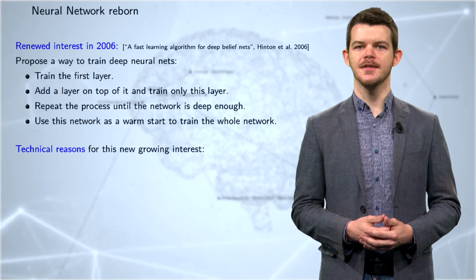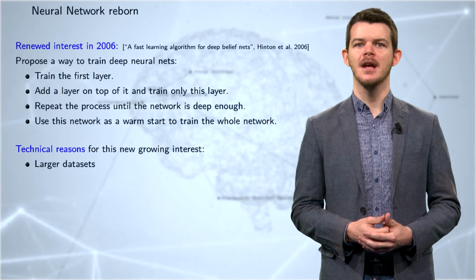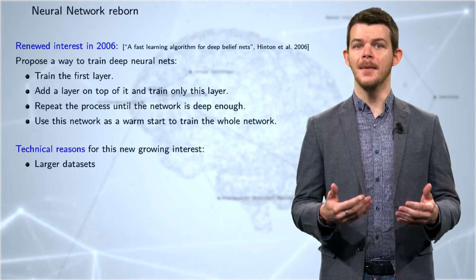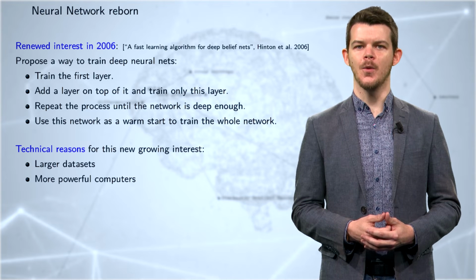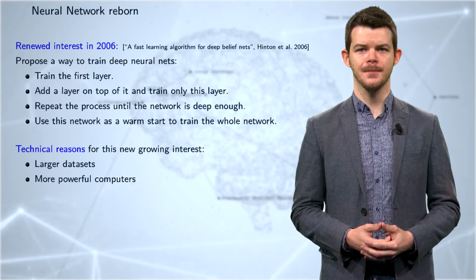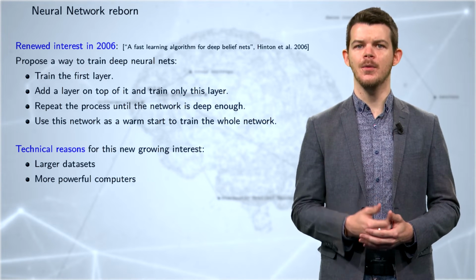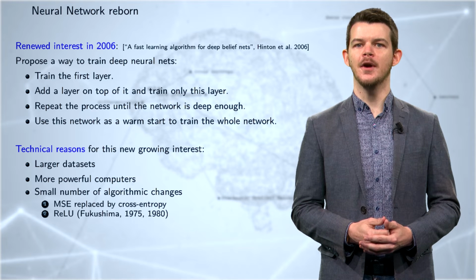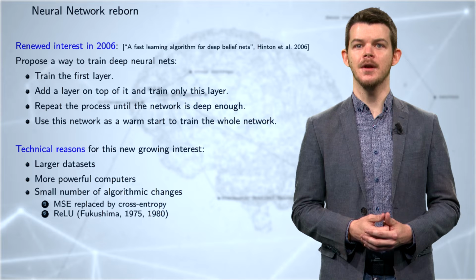This new growing interest in neural networks was a result of technical improvements. The first one was the increase in the size of datasets, since we are now able to collect, store, and manage data more easily than before. The development of computational power also helps to build and train more complex neural networks. Compared to these two major changes, more data and more computational power, there were only a few algorithmic changes. Namely, the mean squared error was replaced by the cross-entropy loss, and the ReLU activation function was used in lieu of sigmoids.